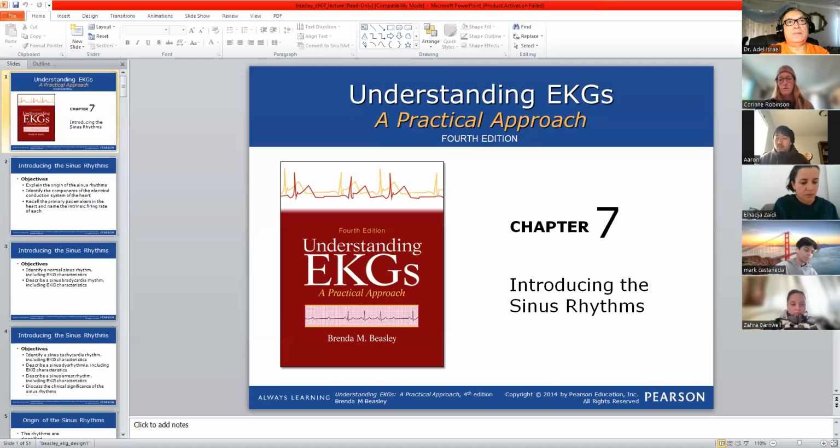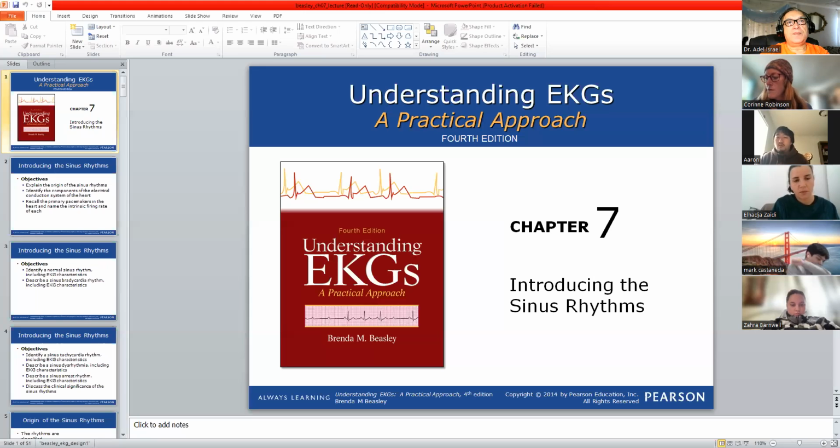What is the upright criteria? Smooth, positive, and it precedes the QRS complex. Very good, excellent. Thank you, Mark. It is positive, means upright, and it is smooth, and it is preceding every QRS. Very, very good.